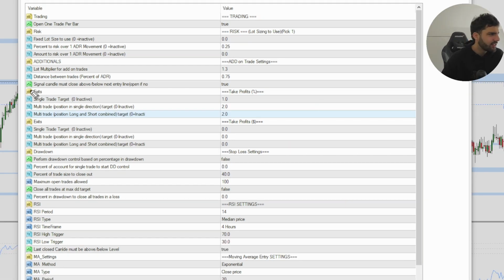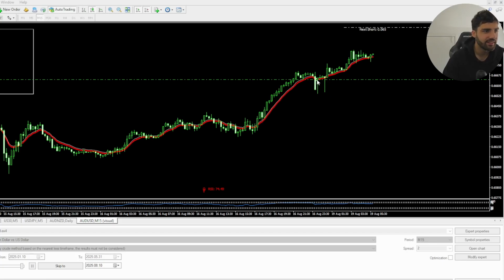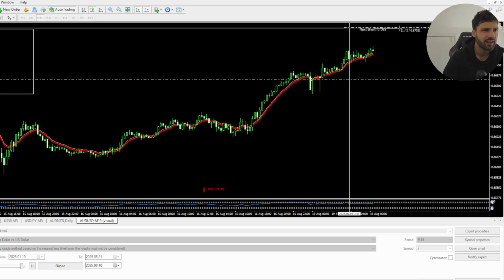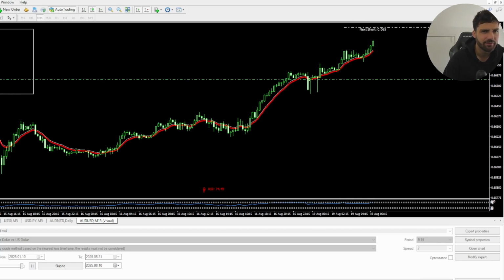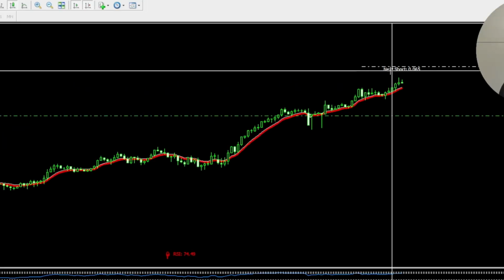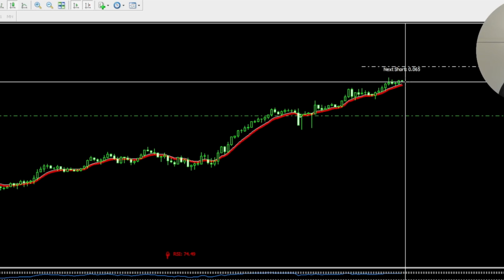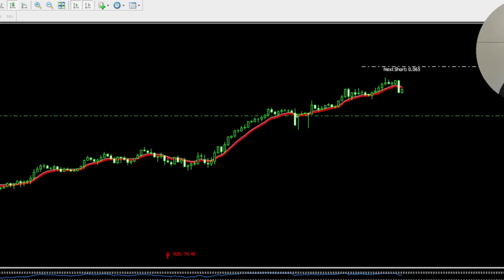The third setting for our additionals I'm going to show in the backtester. So this is signal candle must close above or below our next entry line. What this setting is that we have our first position here and our additional entry is up here. You can see the white dotted line. So when it reaches this dotted line here, you'll see that it's not going to just enter another position because it's hit our spacer.